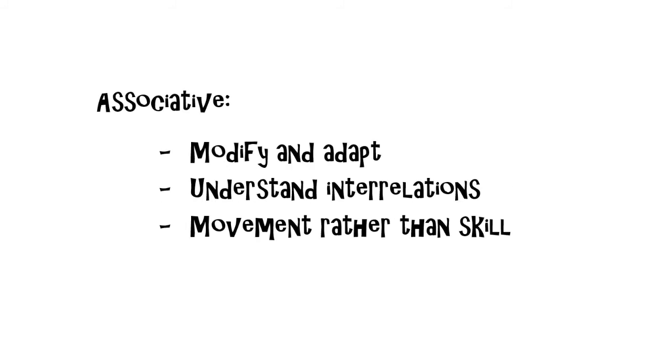The expected outcome for the associative phase is for the learner to be able to modify or adapt the movement as needed, to be able to understand the various interrelating concepts such as hand placement on the ball and elbow angle, and be able to focus on the movement rather than the skill itself.